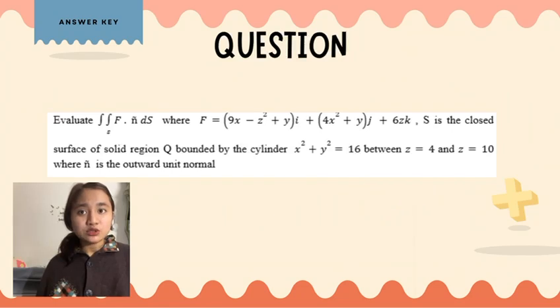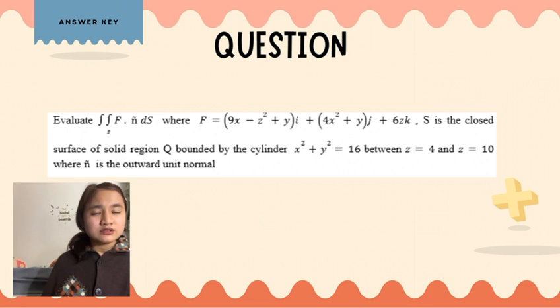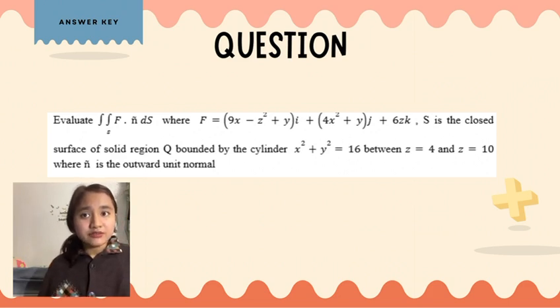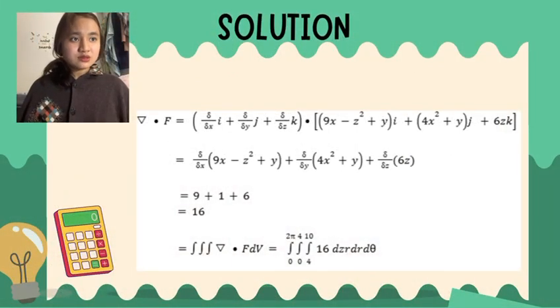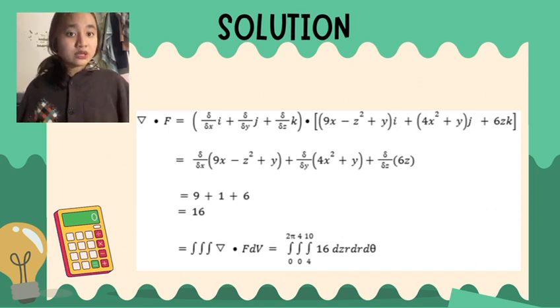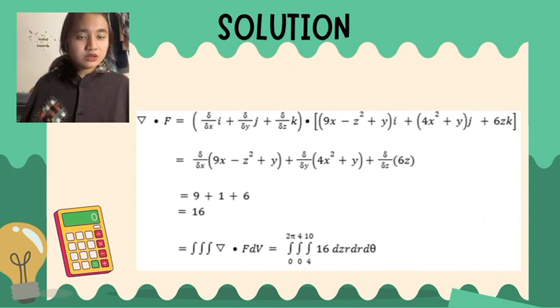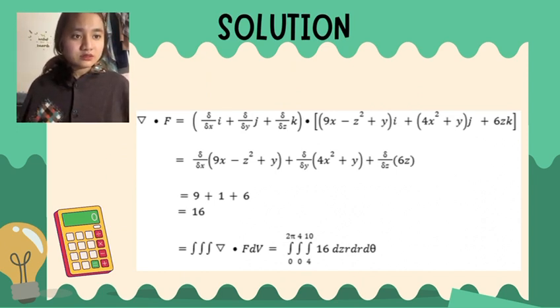For the first question, we need to evaluate the surface integral of F dot n dS over a closed surface S. The vector field is F, and the surface S is the boundary of the solid cylinder. First, we apply the divergence theorem. We say the surface integral equals the triple integral of the divergence of F over the volume Q. We find the divergence of F is equal to 16, and then x squared plus y squared is less than or equal to 16, with z from 4 to 10. We can switch to cylindrical coordinates, with r from 0 to 4, theta from 0 to 2 pi, and z from 4 to 10. Substituting, we get the final answer 1536 pi.